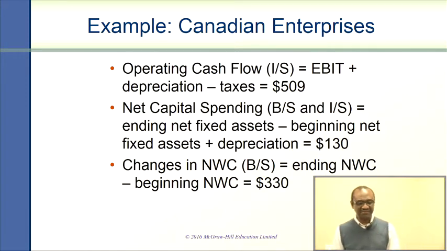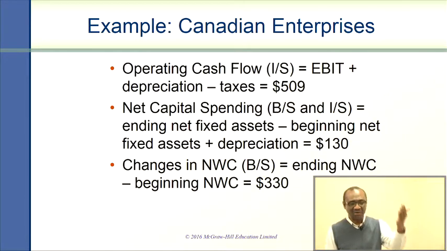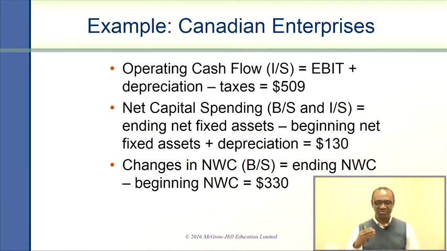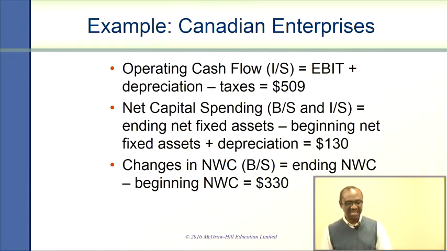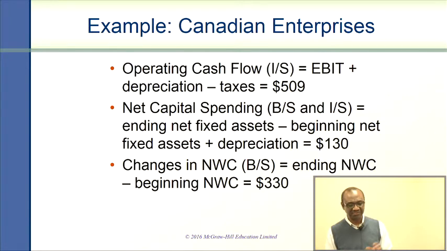Moving forward, we have changes in net working capital, which is a balance sheet item purely. Here we're looking at the ending net working capital. And by the way, net working capital is simply the current assets minus current liabilities. So we do the same thing for 2015, which is the ending balance, and for 2014, which is the beginning. The difference between the two gives us that change of $330 for the period.